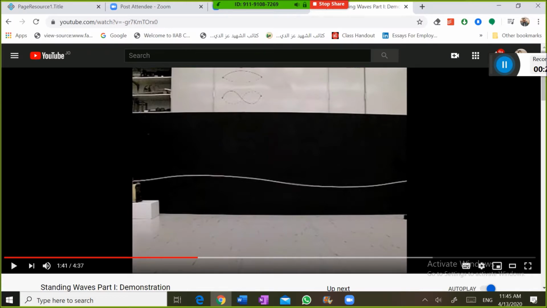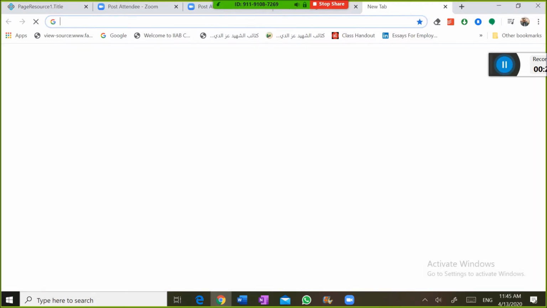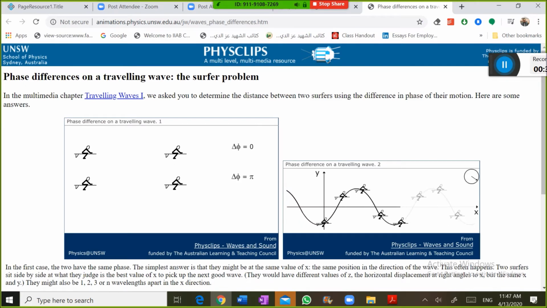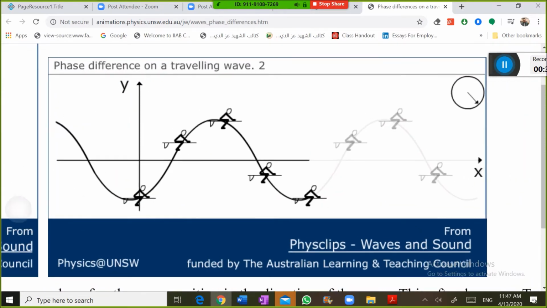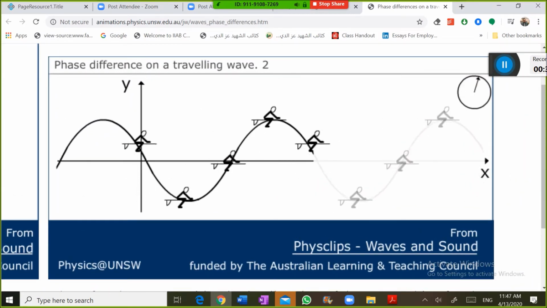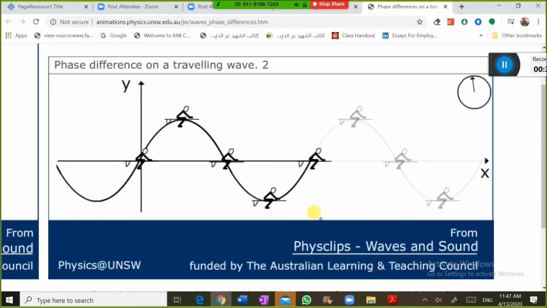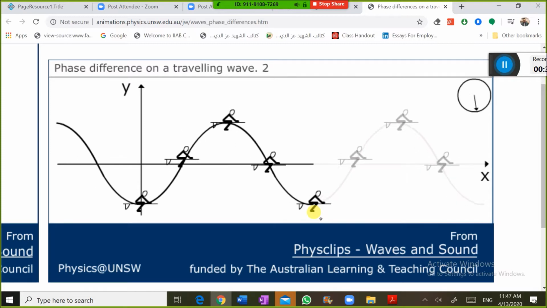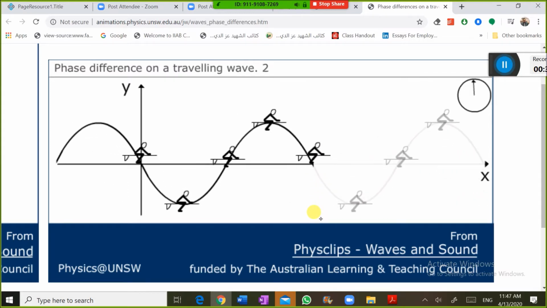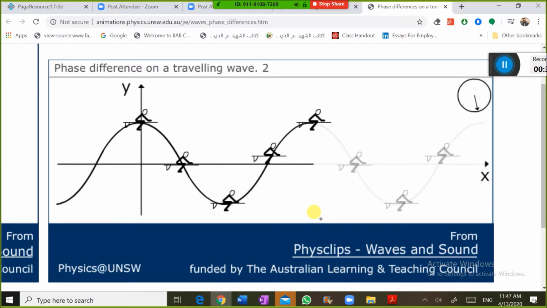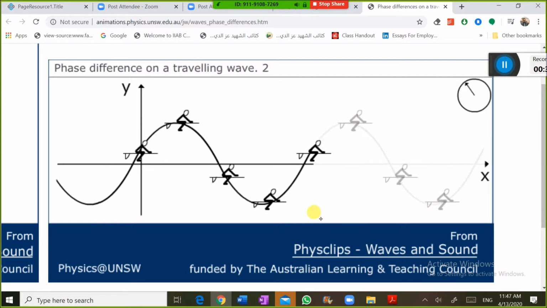I can compare it with progressive waves. Okay, guys, look at this. This is a progressive wave. In progressive waves, a disturbance will travel from one particle to another, right? Here there's a transfer of energy, or transfer of the disturbance.